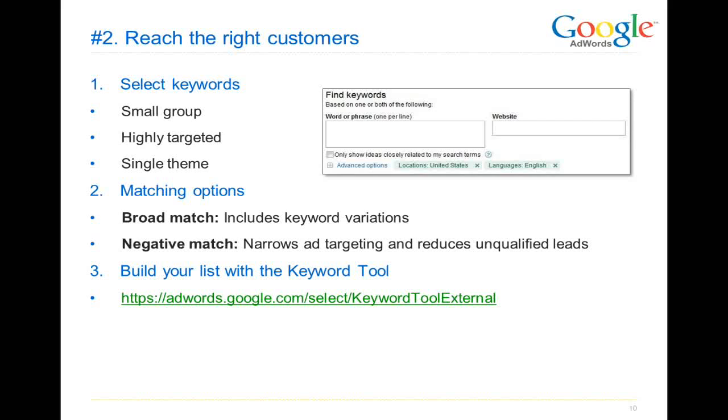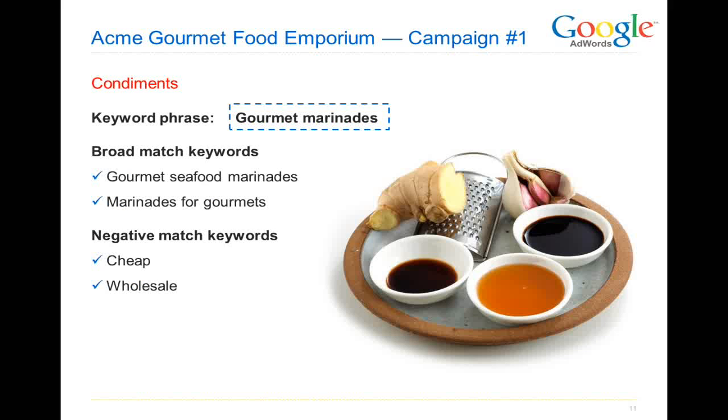So let's go to an example with our Acme company again. Acme uses both broad and negative match keywords to increase the effectiveness of the marinade campaign, and that's built around the keyword phrase gourmet marinades. For the broad side, to expand the reach of its campaign while still targeting a relevant audience, Acme is showing its ad to people who search for variations of the keyword phrase gourmet marinades. Now, these are people who are looking for specific marinades like seafood or fish. Plus, there are people using search terms that vary slightly from Acme's keyword phrase, like marinades for gourmets.